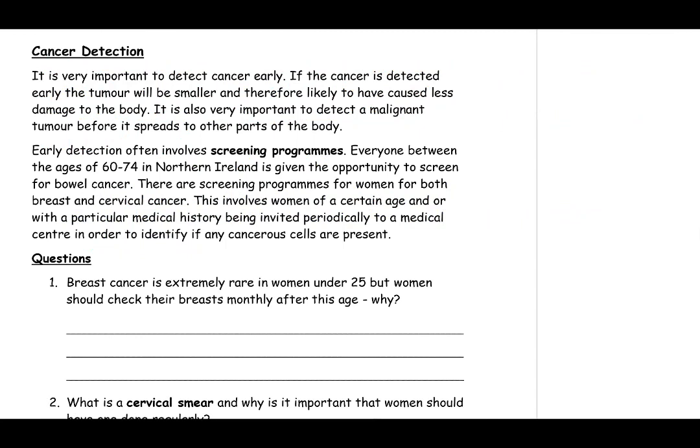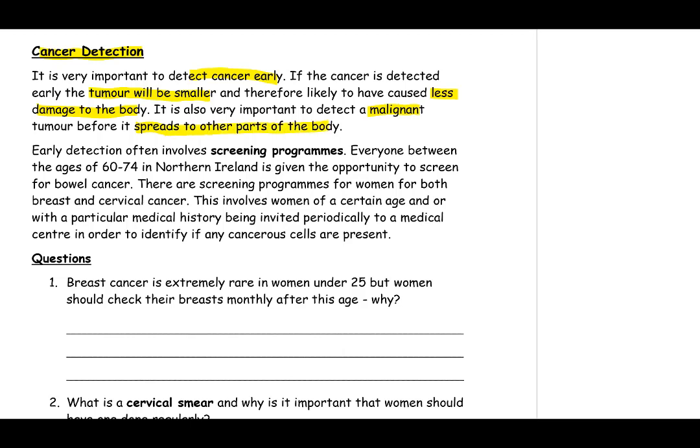So now that we understand a little bit about what cancer is and how it's caused, the next step is understanding how it's detected. Now, we've all heard that it's important to detect cancer early. If it's detected early, the tumour will be smaller, and therefore it will be less likely to have caused damage to the body. So it's important to detect it very early so we can get it removed to make sure that it doesn't damage your body, and it will be less fatal. It's especially important to detect a malignant tumour before it spreads to other parts of the body.